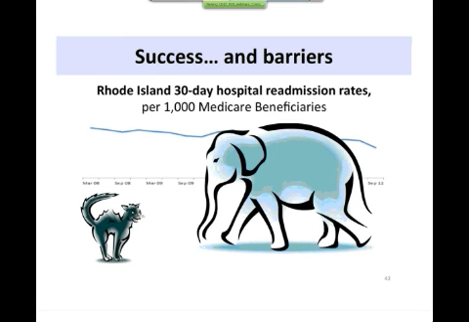This graph shows readmission rates in Rhode Island from the start of our work. At the start of the 10th scope of work, the population expanded from a selected target group of beneficiaries to the whole state.